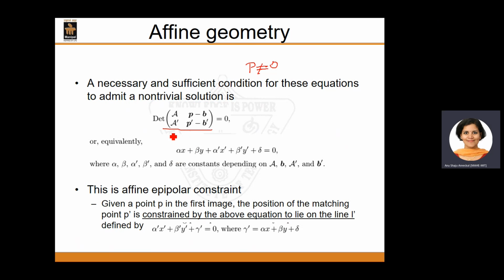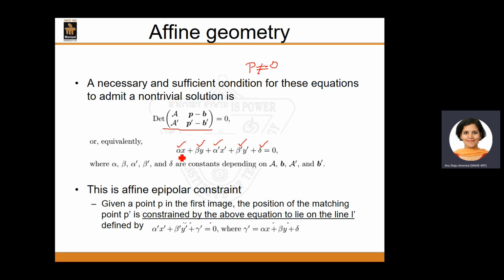Equivalently, I can also write this expression in this form. If I assume alpha, beta, alpha', beta', and delta to be certain constants which are related to the matrices A and B, then I can write the determinant of the matrix equal to 0 as alpha x plus beta y plus alpha' x' plus beta' y' plus delta equals 0. What that means is you're equivalently writing it in the form of a linear equation. Remember, x, y are the coordinates of the point p, and x', y' are the coordinates of the point p', the image points p and p'. So once we know the image point correspondence pairs p and p', I can easily find those values.